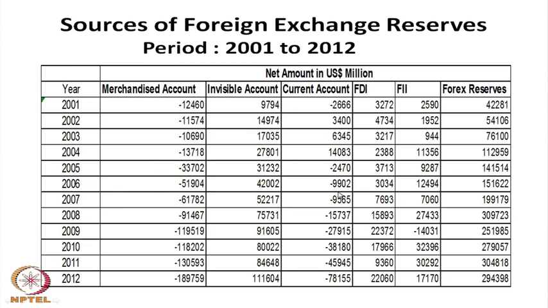If we analyze 2001 to 2012, that is the later part of the financial sector reform, the consolidation part of the reform, you see the merchandise account is still negative and growing significantly. However, invisibles are growing faster than the merchandise account, and invisibles contribute almost 50% of our foreign exchange reserve.